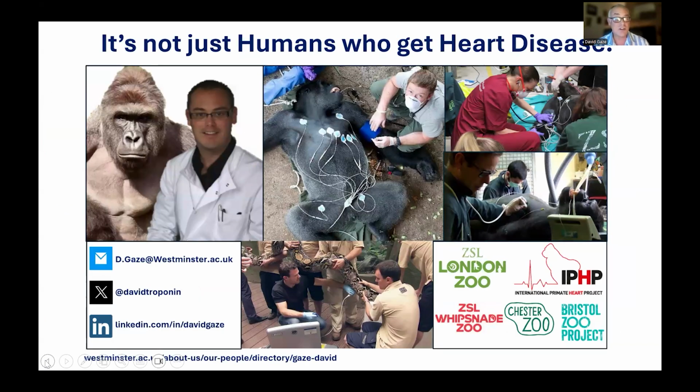And it's not just humans that get heart disease. I've been very privileged to work in a multidisciplinary team looking at heart disease and scanning for cardiac disease in patients, animals. So we have the apes and monkeys. And at the bottom there, we also have an image of a 32-foot python at Whipsnade Zoo, which was scanned as part of health checks. We do this on a regular basis, and we use these proteins and biomarkers to assess their cardiac function. So it's great to work within both the human and the vet world as well.